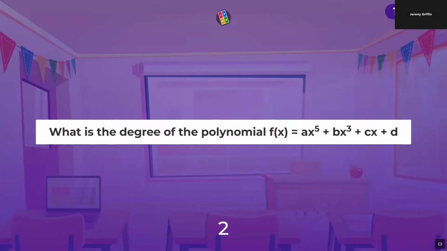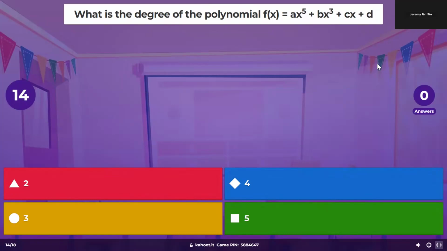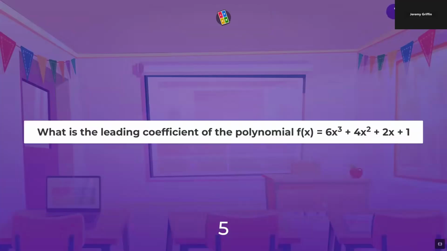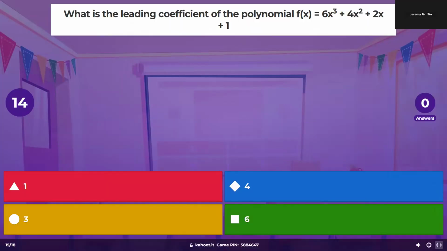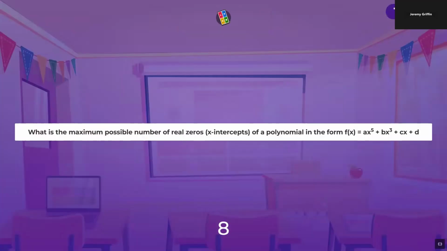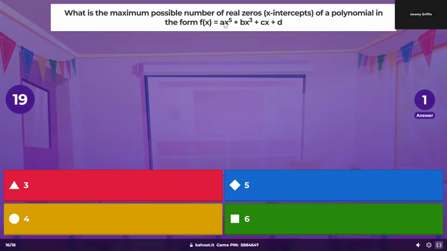What's the degree of that polynomial? Degree of the polynomial. 5. Right. What's the highest power on x? What's the leading coefficient? What's the maximum possible number of zeros? Real zeros, x-intercepts. Got it. The degree is 5. You guys see the degree is 5? So how many zeros do you think you could have? 5, right?